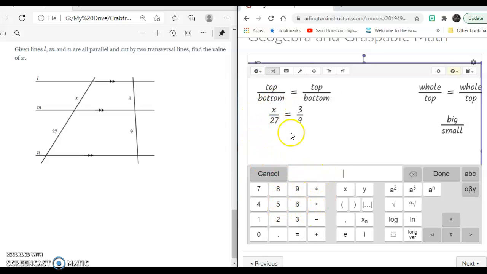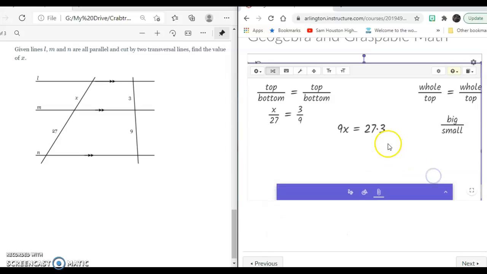Okay, so we multiply 9 times X is equal to 27 times 3. Some of you could probably work this one in your head, but that's great. That's a good thing if you can. So don't forget, multiply and then divide. Okay, so X is equal to 9.